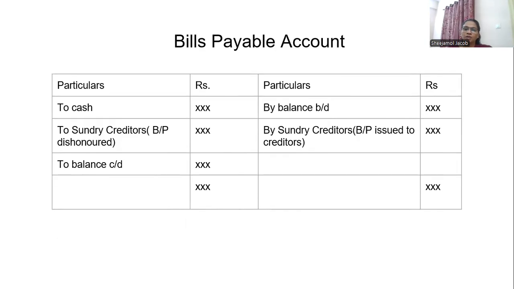Next account is the bills payable account. Bills payable is also a liability, so we are starting with the by balance brought down. And if there is any bills payable paid in cash, then if there is any bills payable dishonoured, that should be transferred to the sundry creditors account, and the closing balance of bills payable is to balance carried out. And the balancing figure of the bills payable account is transferred to the creditors account as by sundry creditors account.